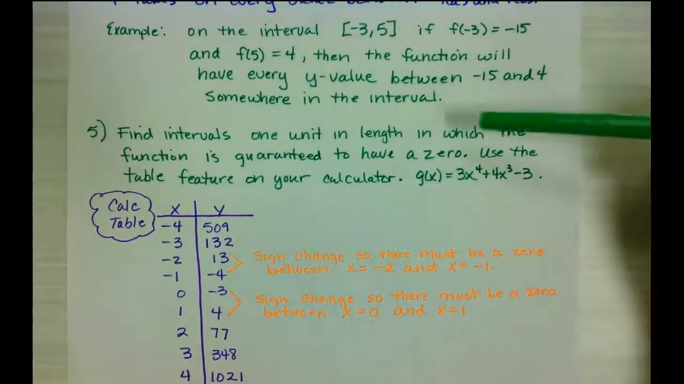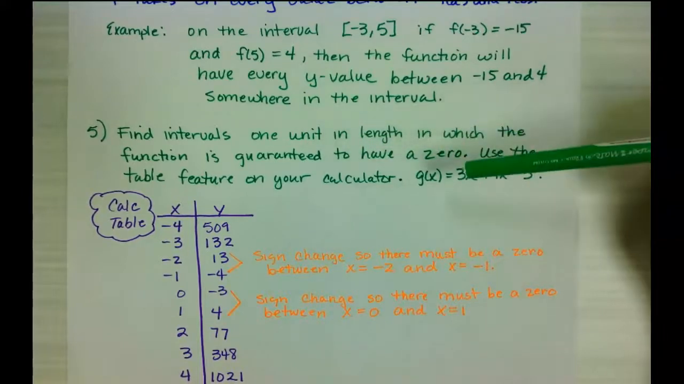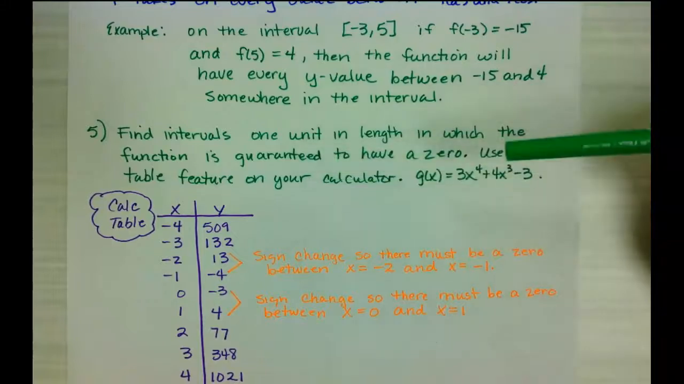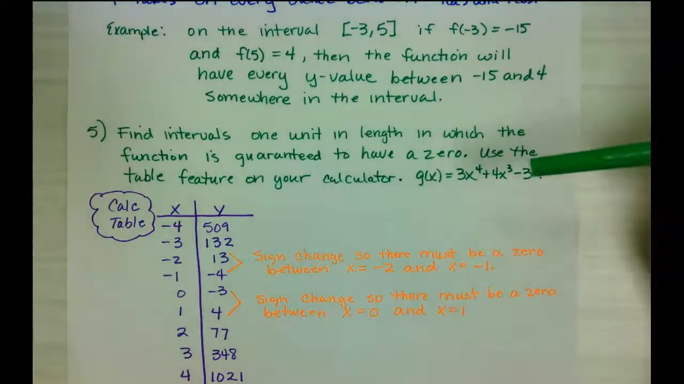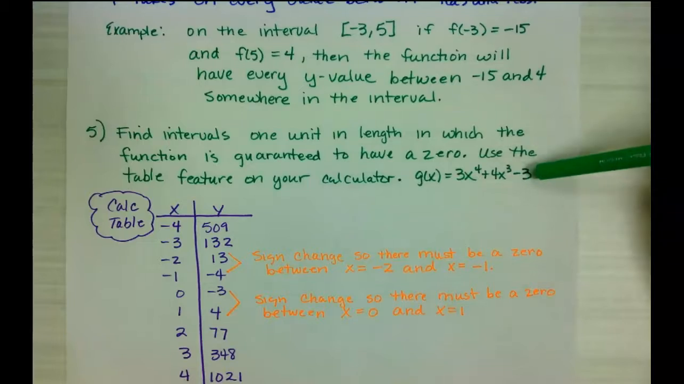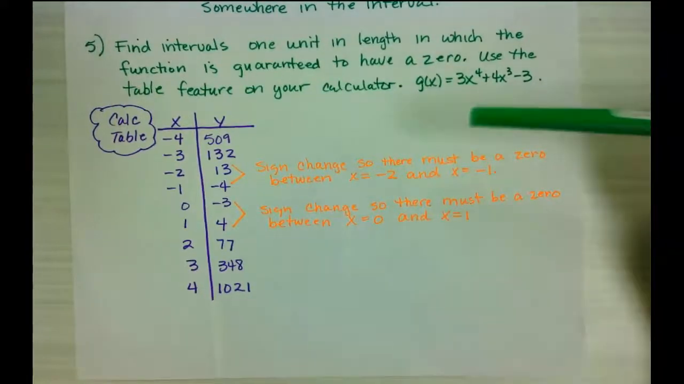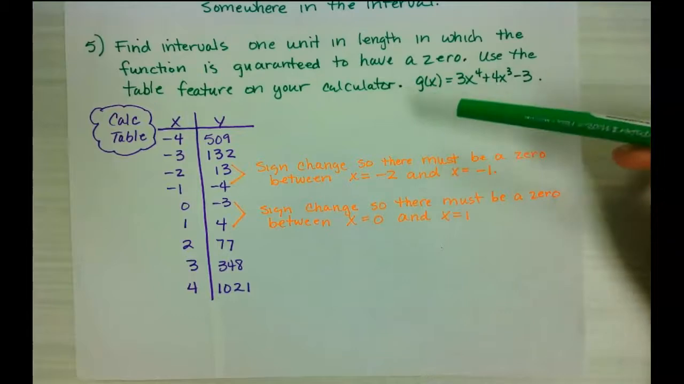Find an interval 1 unit in length in which the function is guaranteed to have a 0. Remember we said it was a theorem to guarantee something or to prove something, not disprove it. So we're guaranteed to have a 0. So we're going to use the equation. So what I did is put this equation in my calculator, and I wrote down the table. So what I'm looking for is a 1 unit interval that guarantees I have a 0. It guarantees I have a g of x equals 0.